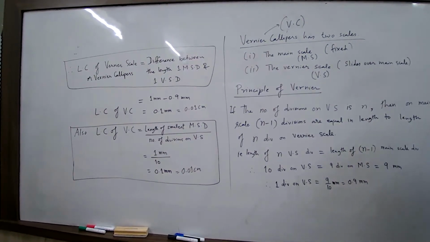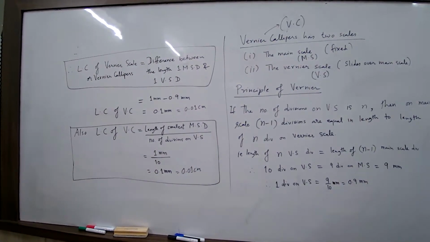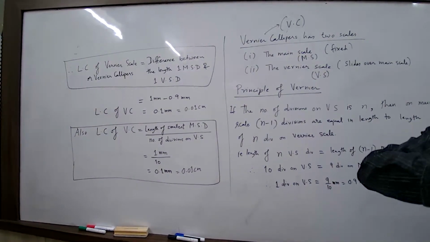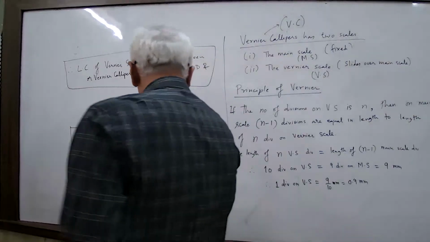Okay. Now we will learn how to take or measure length using vernier calipers. So you have already seen how to hold the things whose diameter, etc. has to be measured. Right. So now let us see how to measure it.